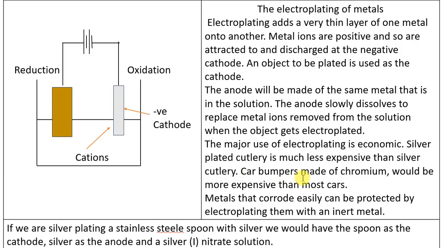Car bumpers or car fenders made of chromium would be more expensive than most cars. The bumpers or fenders themselves are plated with a very thin layer of chromium. Metals that corrode easily can be protected by electroplating them with an inert metal. If we are electroplating, silver plating, a stainless steel spoon with silver, we would have the spoon as the cathode, silver as the anode, and a silver(I) nitrate solution.